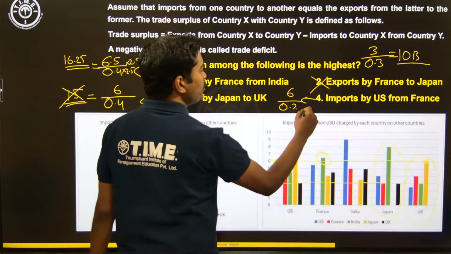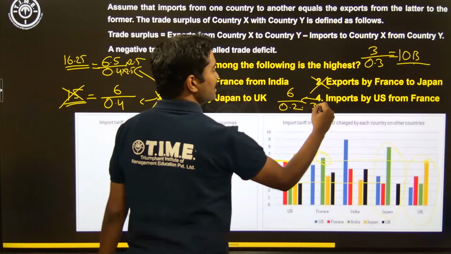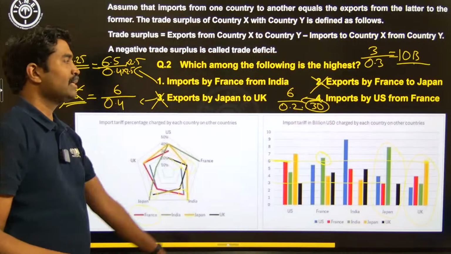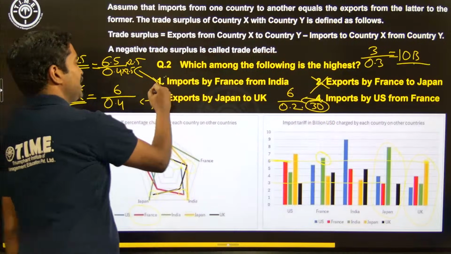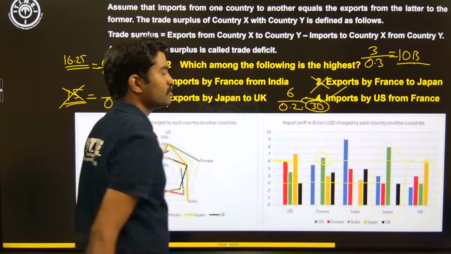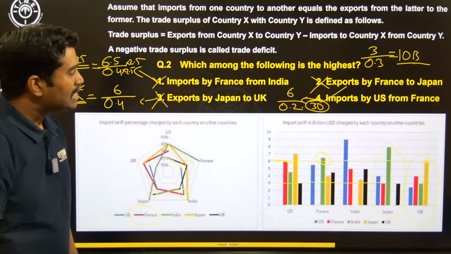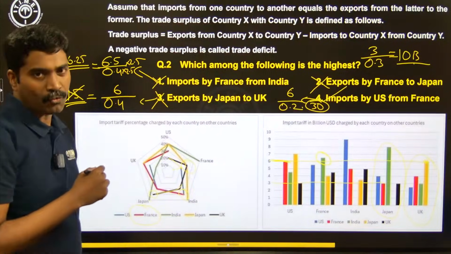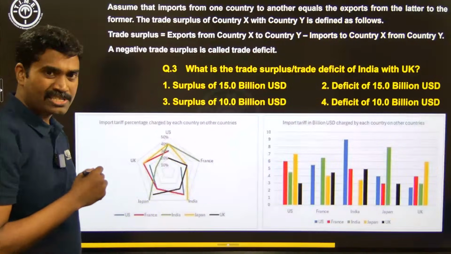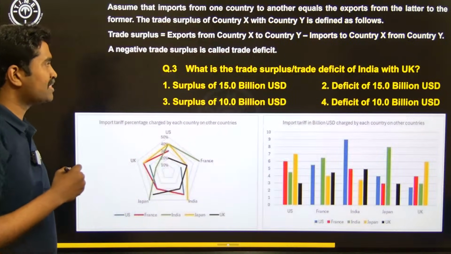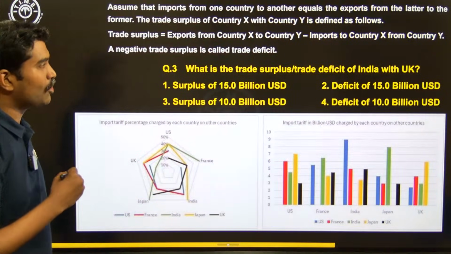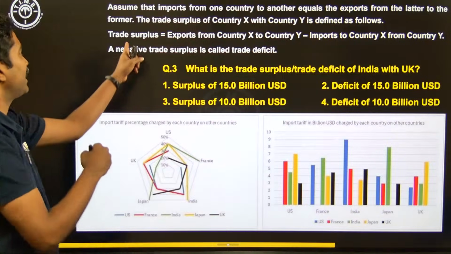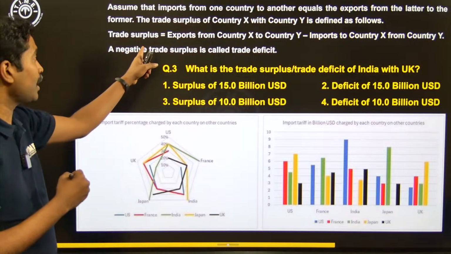6 by 0.2, into 5, how much is this? $30 billion. $30 billion is the highest by a huge margin. So option 4, imports by US from France, is the highest among these 4 options. Next question. What is the trade surplus or trade deficit of India with UK? The trade surplus has been defined in the question, right?